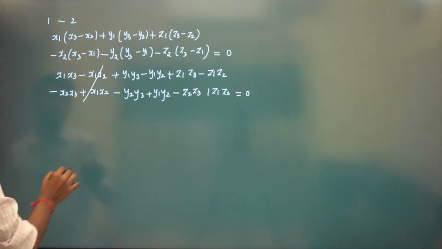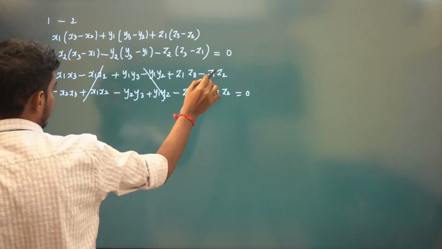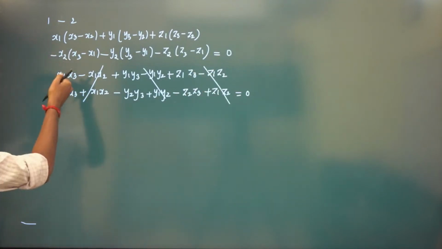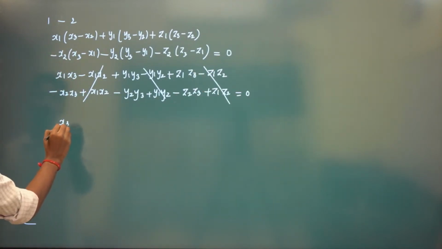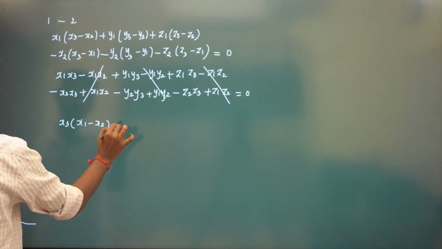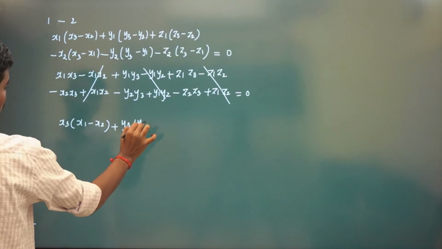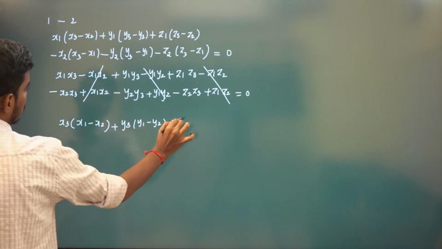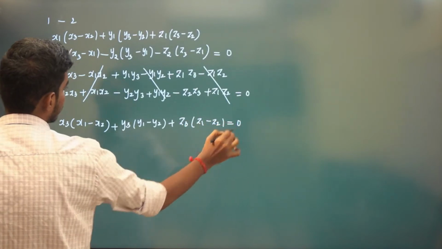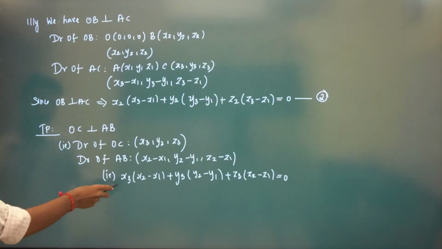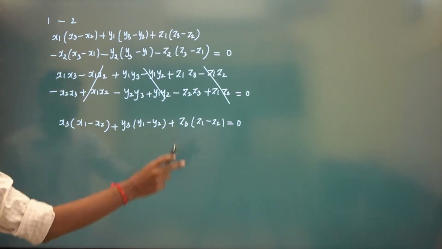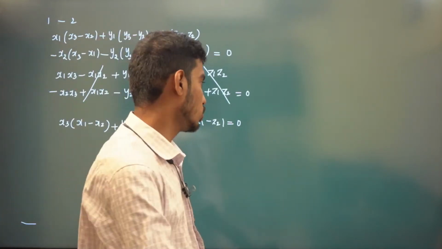Yes, we have got the answer. Let us take this x3 outside here: x1 minus x2. And if I take y3 outside here, y1 minus y2. And if I take z3 outside, we will have z1 minus z2 is equal to 0. This is what we need to prove, right?